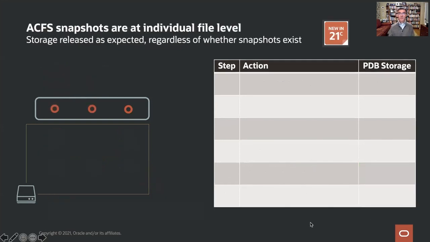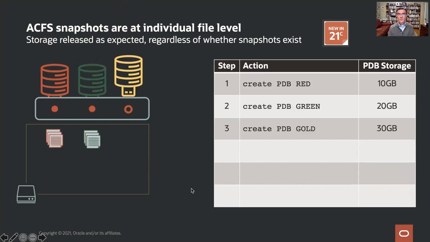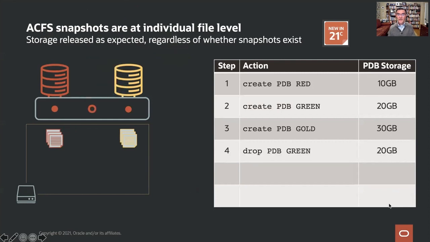Now let's move on to consider the same example where snapshots are taken at the individual file level. And this is how the Oracle ASM cluster file system, ACFS, works. So we'll start by creating our 3 PDBs, red and green and gold. As expected, our total storage by PDBs is now 30 gigs. And again, there are no surprises when we drop PDB green. Its 10 gigabytes are released, and now we're down to 20 gigabytes.